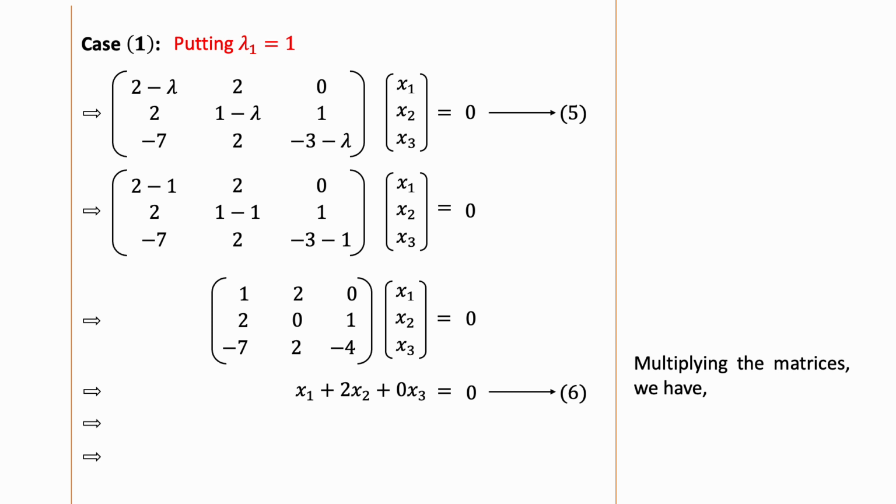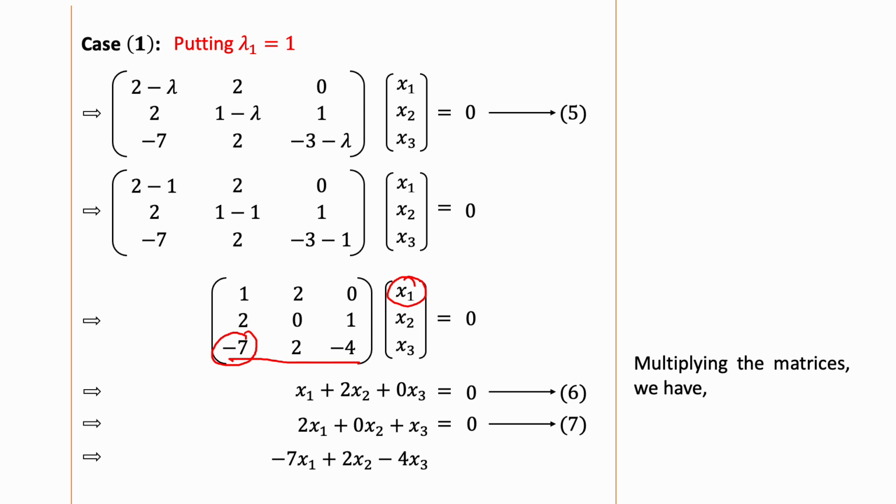Now coming to the second equation, take the second row. Multiply the first element with the first element here: 2 into x1 is 2x1. Then the second element, 0 into x2. Then the third element, 1 into x3, you get x3 here, equal to 0, equation number 7. Now the third equation, take the third row. Multiply the first element with the first element, minus 7x1. Then 2 into x2, and minus 4 into x3. So this is how you get the third equation, equal to 0, equation number 8.